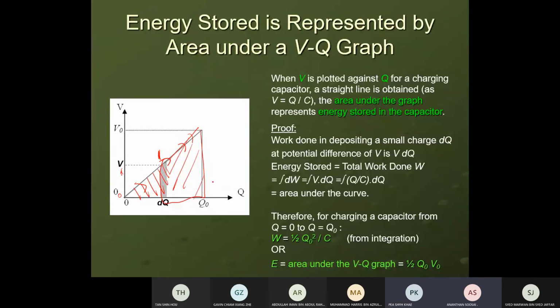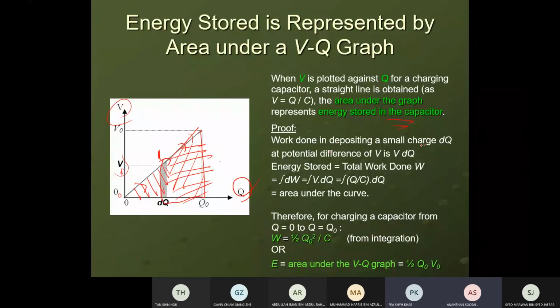Okay, so let's say the capacitor discharges from V0 to V1. The energy released will be which energy? Again the trapezium, V0 to V1. So everything is about the area in the graph of V versus Q. Okay. When V is plotted against Q for a charging capacitor, a straight line is obtained. Area in the graph is the energy stored in the capacitor. V versus Q. Remember.